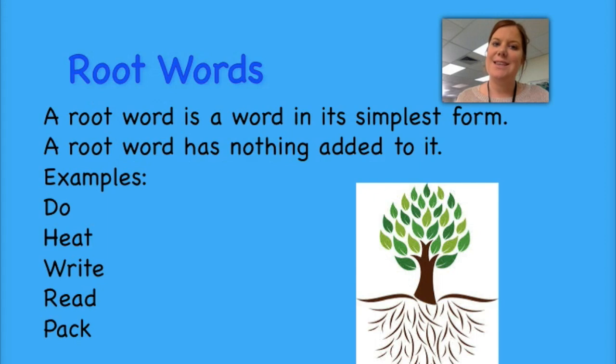The root word is the word in its simplest form. We've not added anything to it. Examples would be do, heat, write, read and pack. Now, the easiest way to think about this is imagine a tree, okay? So the root word is like the root of the tree. It's what's underneath the ground. And then from the root of the tree, everything grows. So you've got the branch and the leaves. These are things that we add to the tree. So if we had do, we might add prefixes and suffixes onto that root word to make new words and to make the words change meaning and to change the tense of a word.